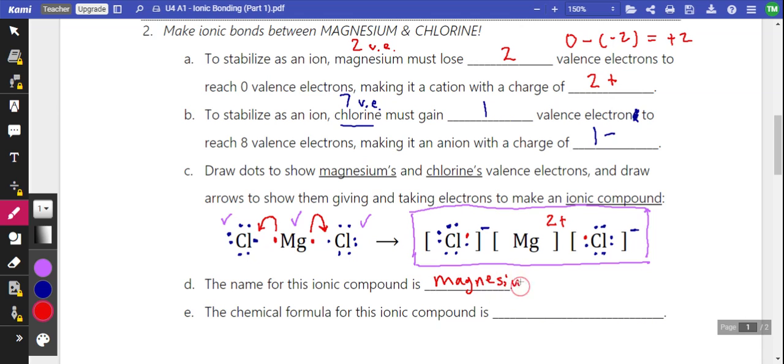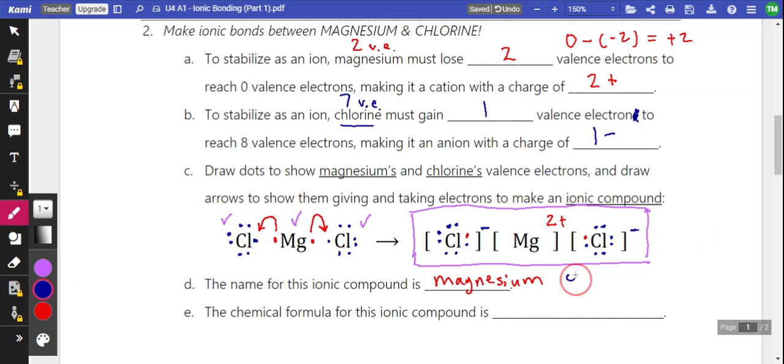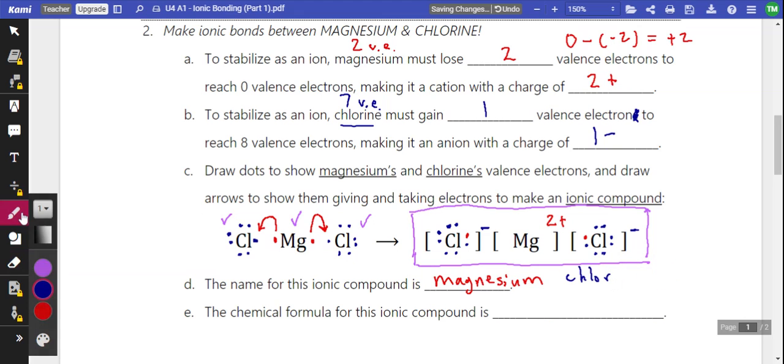Starting with magnesium. That part doesn't change. What does change is the second element. So chlorine, again, loses its ending. So instead of being chlorine, it becomes chloride. Let's rewrite this. Chloride.